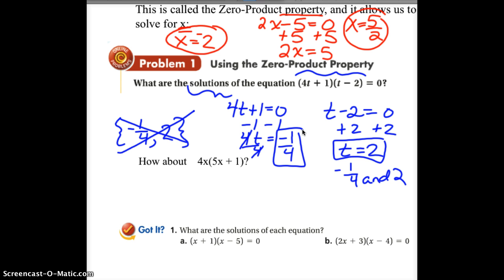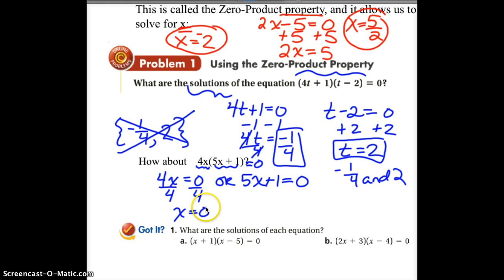So how about this one? What would make that equal to 0? Well, again, we've got this being multiplied by this. So either the first factor has to equal 0, or the second factor has to equal 0. And I solve those. I divide by 4, or even better, I use common sense. 4 times what gives you 0? A 0.